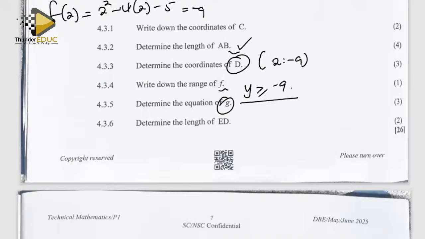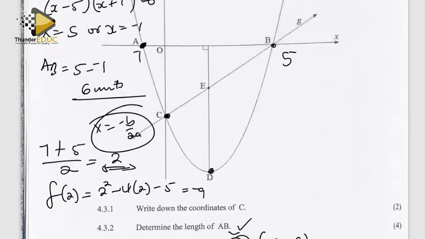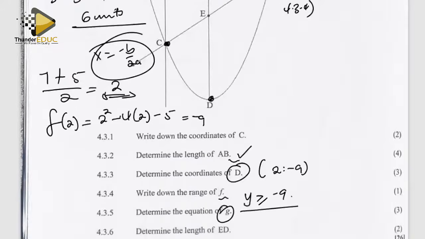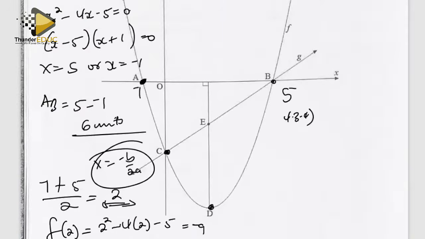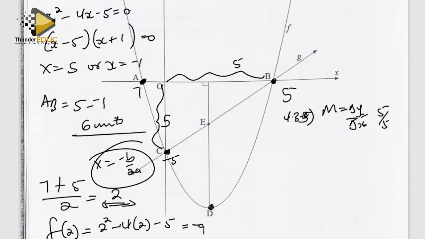Then they want us to get the equation of g. Now, since g is a straight line, we already have this as 5. We already have this as -5. The only thing we need is just the gradient. Gradient is change in y over change in x. So this one upwards is going to be 5. In this direction, it's also going to be 5. So it's going to be 5 over 5, which is just 1.